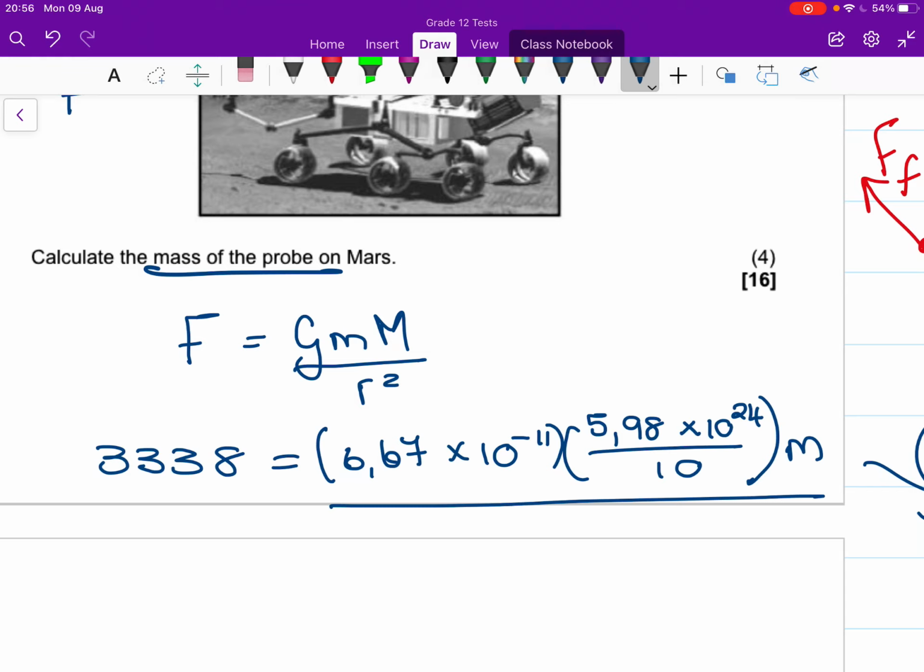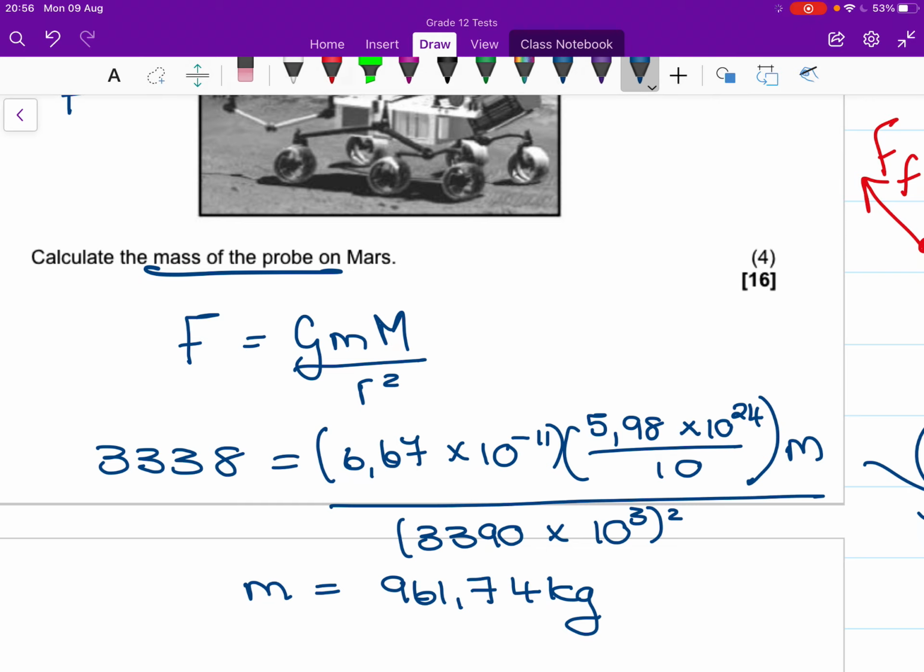The issue was now the radius. 3,390 times 1,000, or 10 to the 3. I needed it in meters. When you didn't do that, you got a ridiculously tiny answer here, which was a problem. This gives me 961,74 kilograms. Some of you thought that the Mars probe was in grams, like 900 grams. It was quite ridiculously tiny. So just be careful, please, alright? The big thing is the meters.